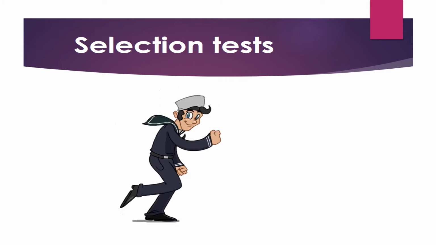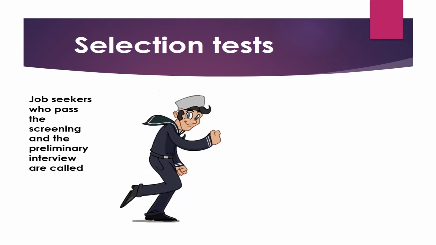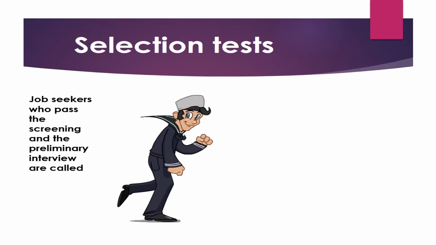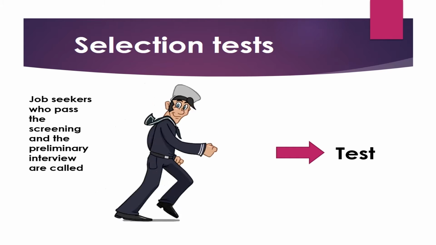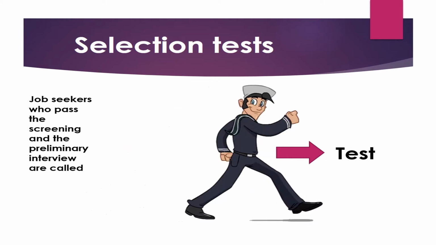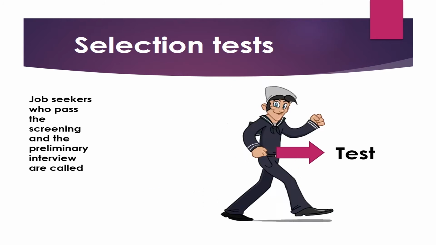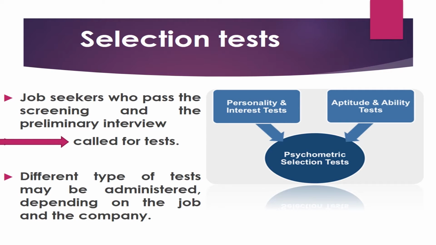Next step is selection tests. Job seekers who pass the screening and the preliminary interview are called for tests. Different types of tests may be administered depending on the job and the company. Tests are used to determine the applicant's ability, aptitude and personality. Ability tests assist in determining how well an individual can perform tasks related to the job. An aptitude test helps determine a person's potential to learn in a given area.